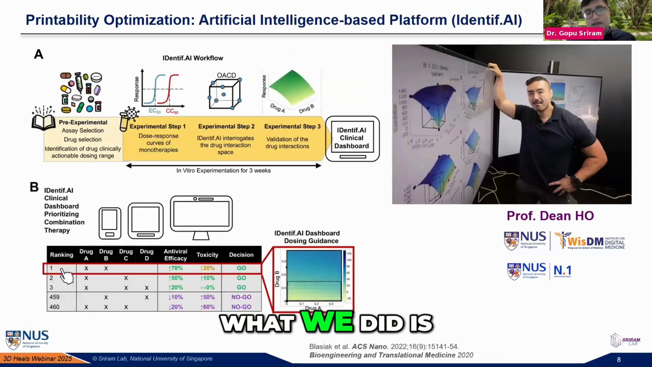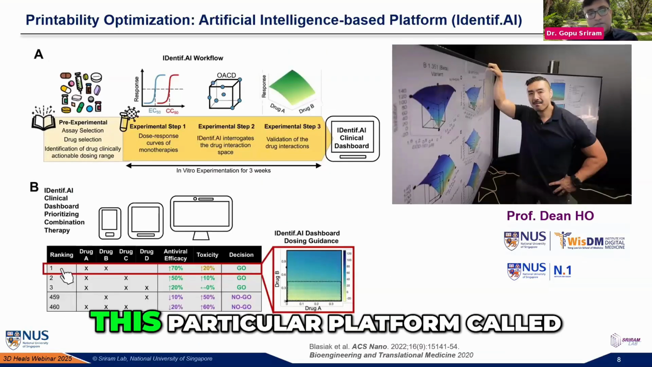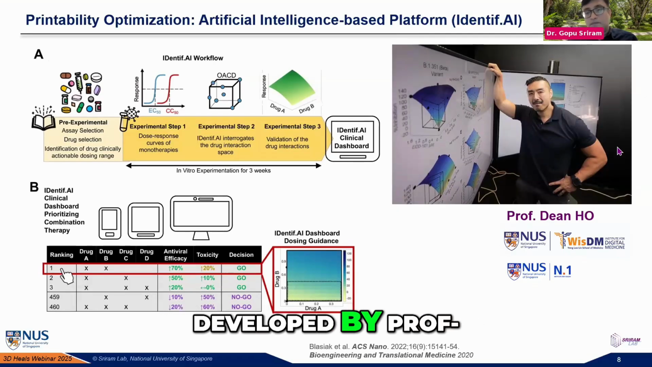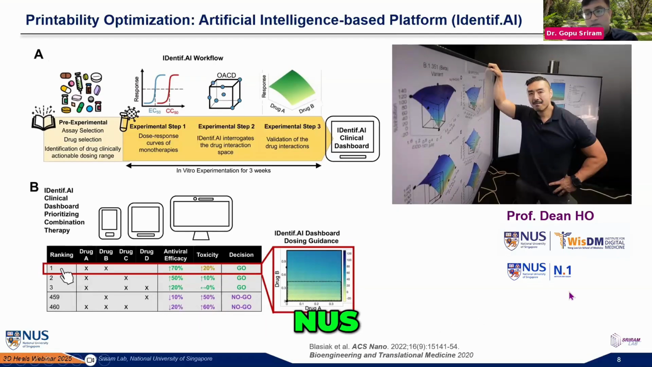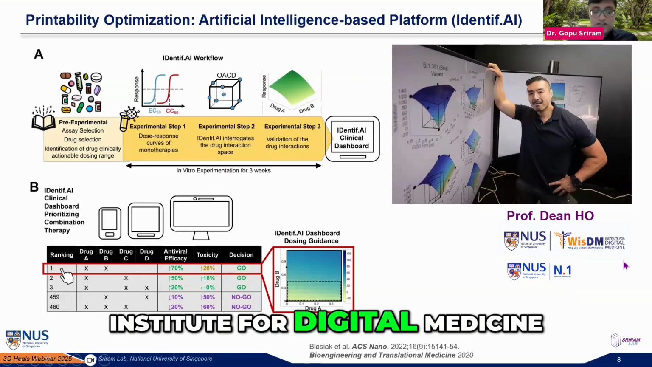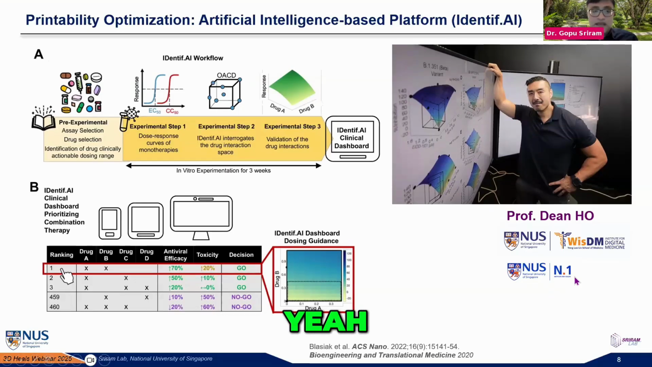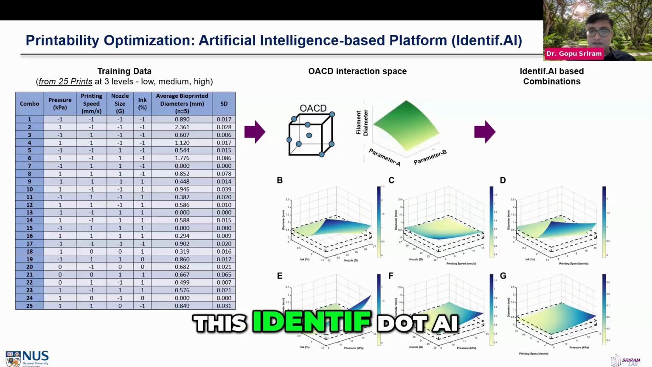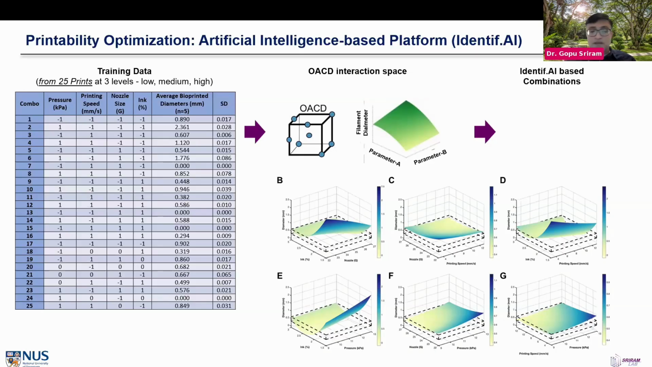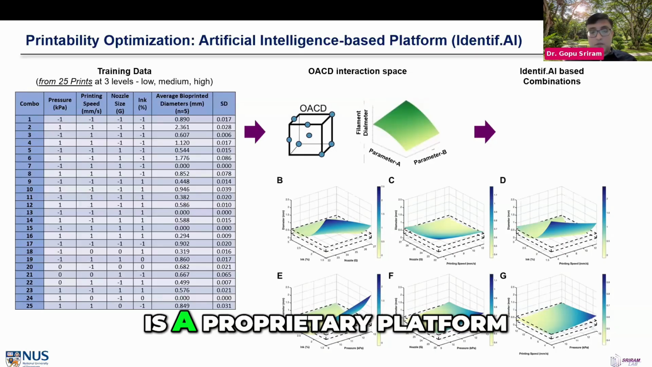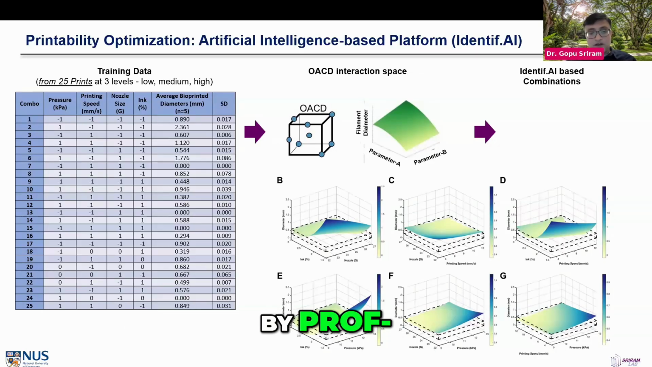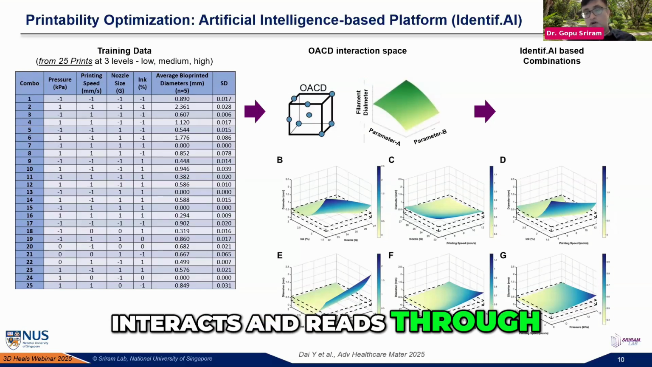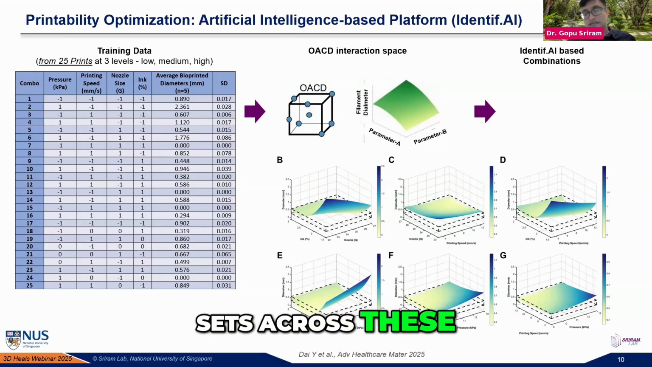So that's where we embarked on this particular platform called Identif.AI, which is a workflow developed by Prof. Dean Ho from the NUS Institute for Digital Medicine, and N.1, meaning N equal to 1, right? So Identif.AI, or Identify, is a proprietary platform developed by Prof. Dean Ho.